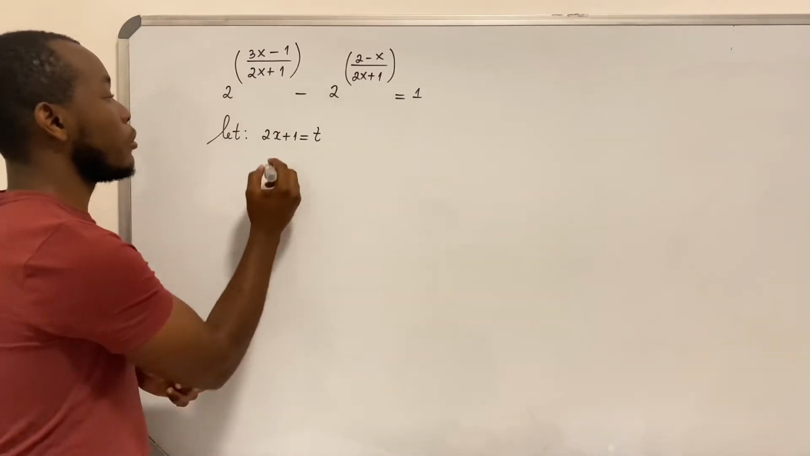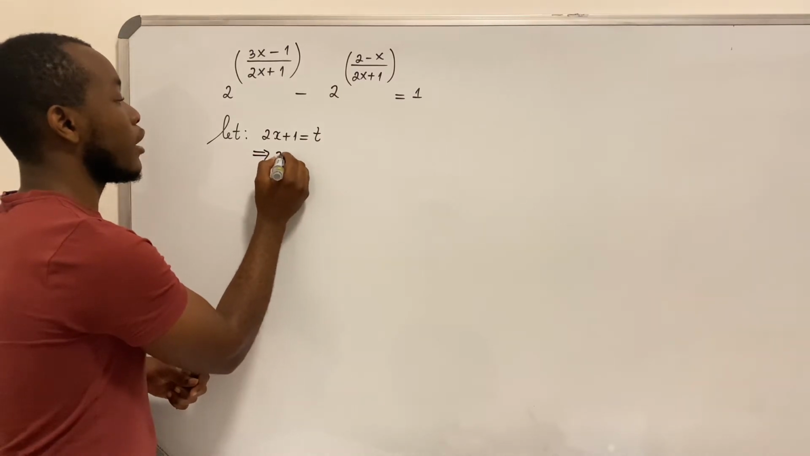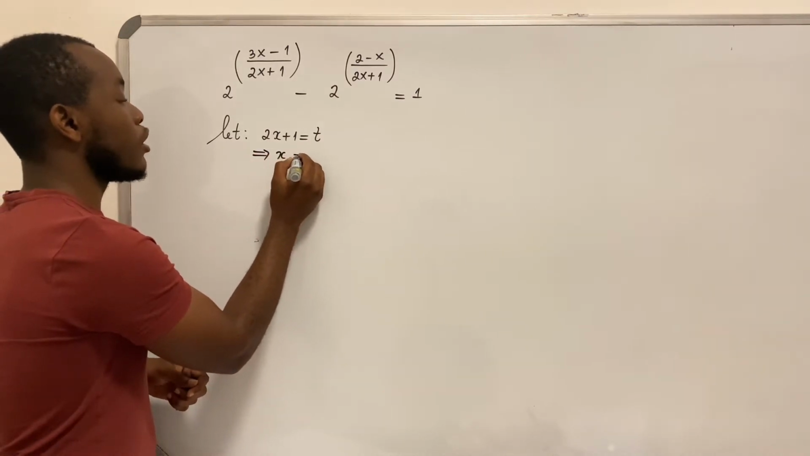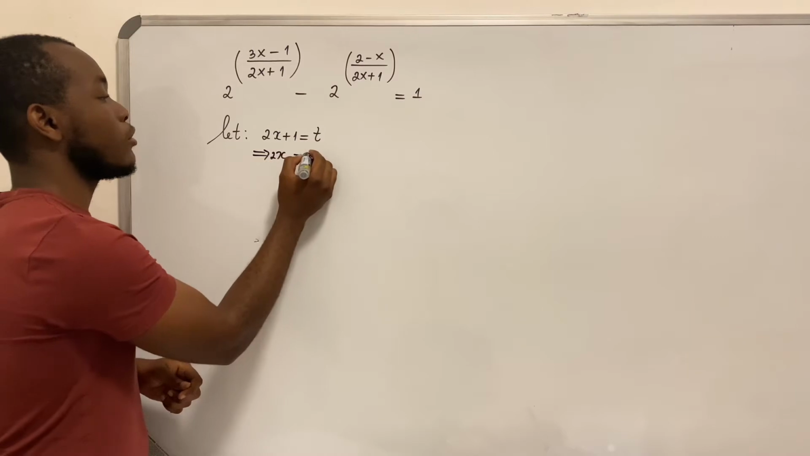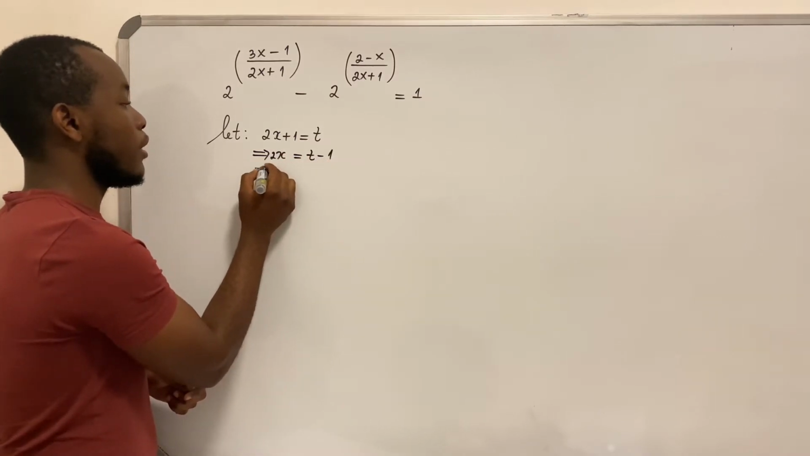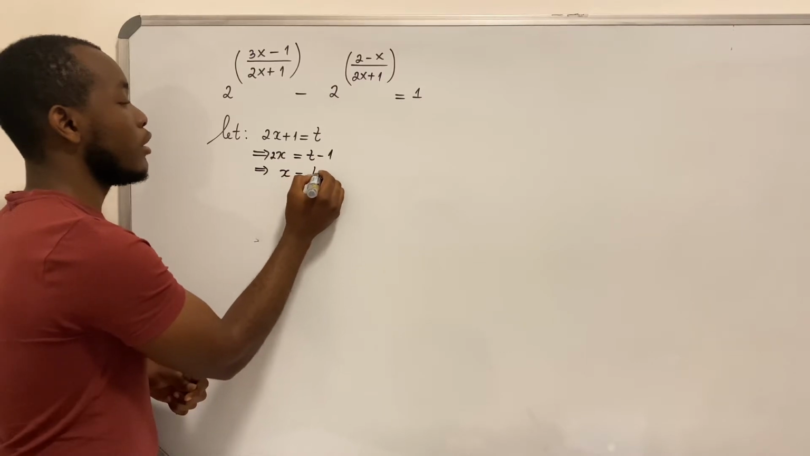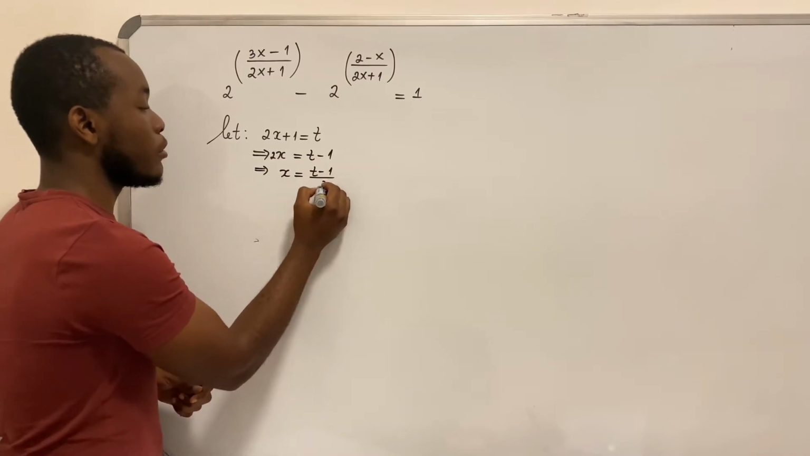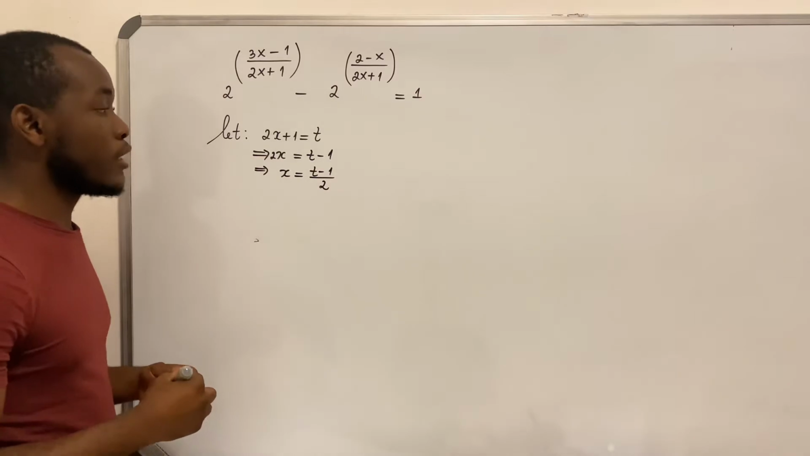So what we can do is isolate x. Let's go step by step: 2x will be equal to t minus 1, and this implies that x will be (t minus 1) over 2. All right, that's the value of x.